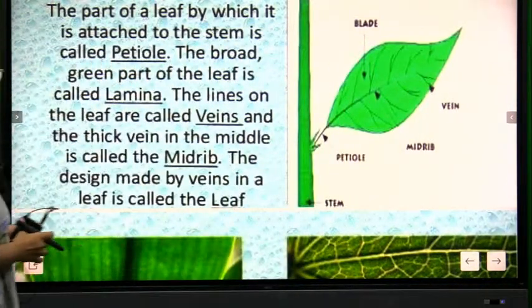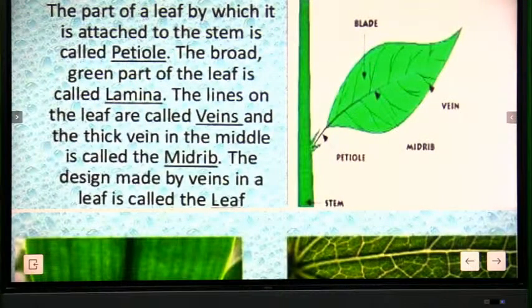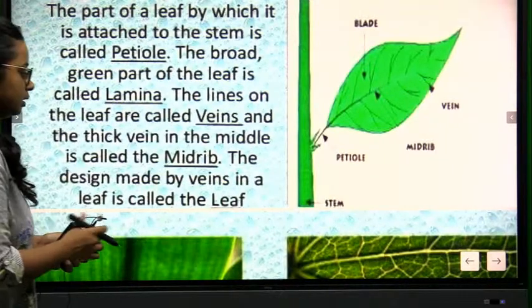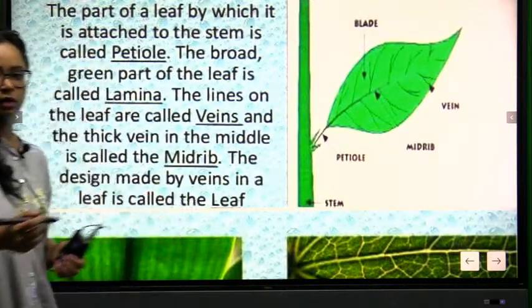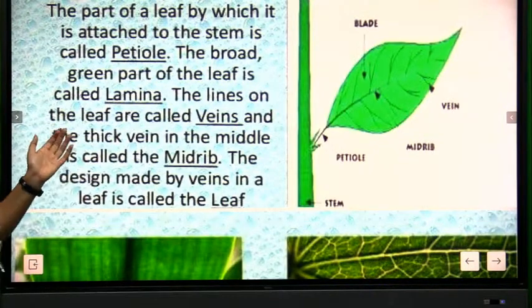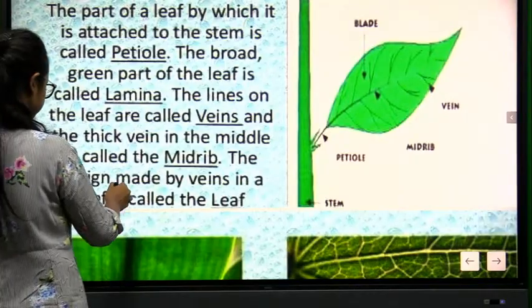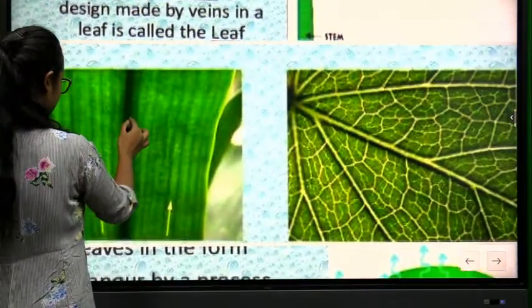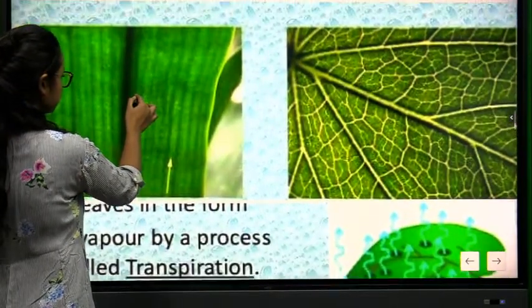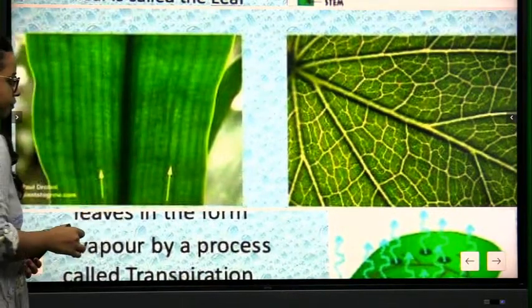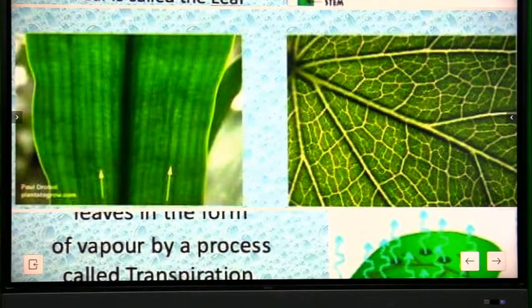The design made by veins is the venation of the leaf. This is the structure of a leaf: petiole, lamina, veins and midrib. Now next, you can see in this picture about the veins and the petiole.